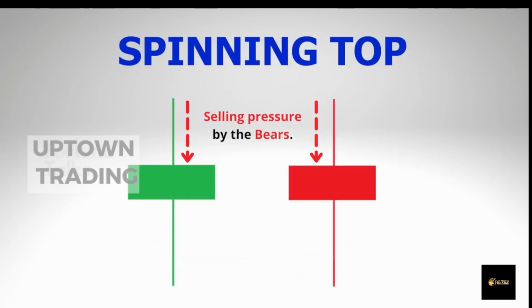If bulls were truly successful, then the real body would have been a long green candle as seen before in case of Marubozu. Hence, this can be treated as an attempt by bulls to take the market higher, but they were not successful at it.